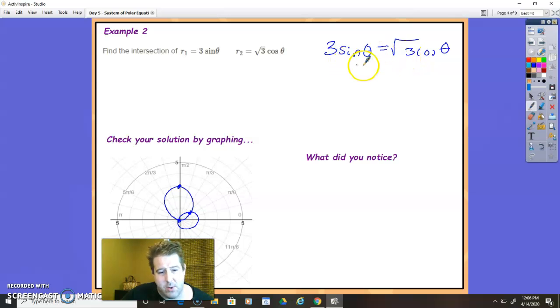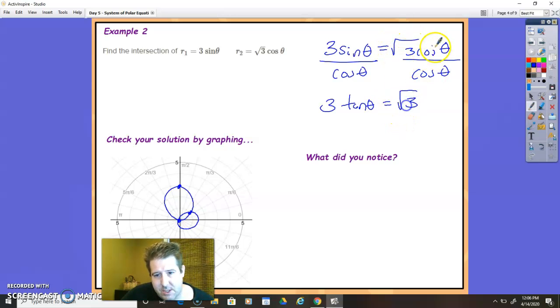So let me just show how that would be done solving it algebraically. I prefer to divide both sides by cosine of theta. The reason why I'm going to do that is because if I divide both sides by sine of theta, I'm going to end up with cotangent, and tangent just works better with me. So this is 3 times sine divided by cosine, which is tangent of theta, as I mentioned before. And this is just square root of 3 because these cancel out. Divide both sides by 3 and you got tangent of theta equals square root of 3 over 3.